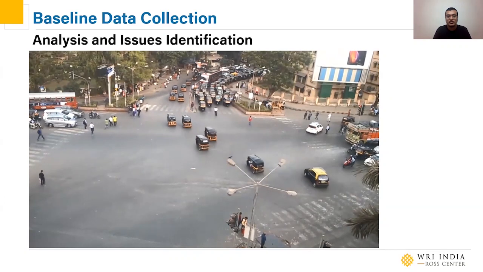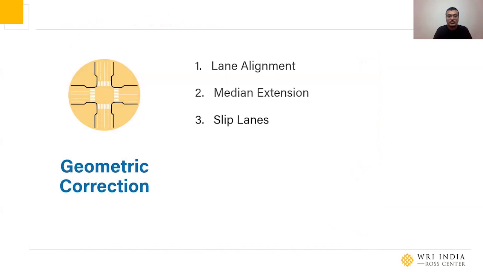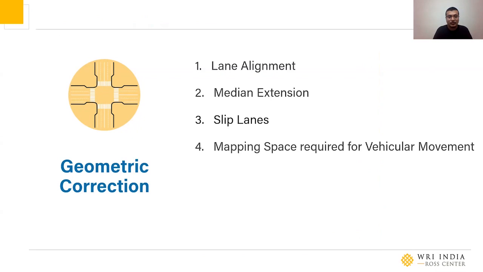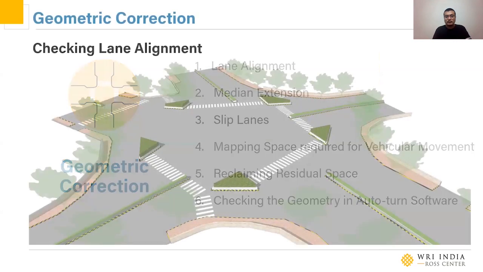Let's see how we can address these issues through geometric correction, for which we'll look into lane alignment, median extension, slip lanes, mapping the space required for vehicular movement, reclaiming residual space, and finally checking this geometry in Autotone or equivalent software for its function.